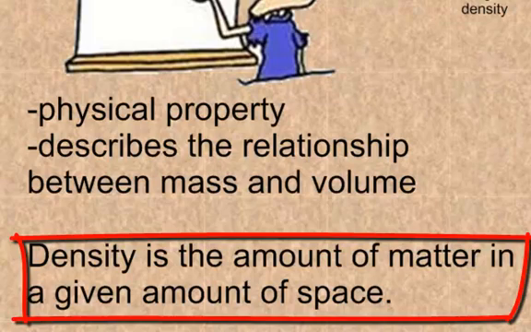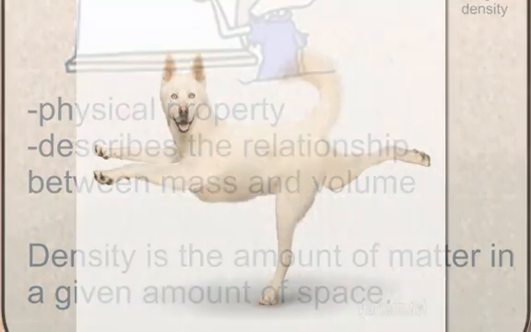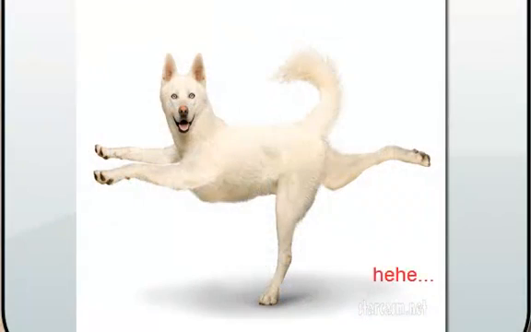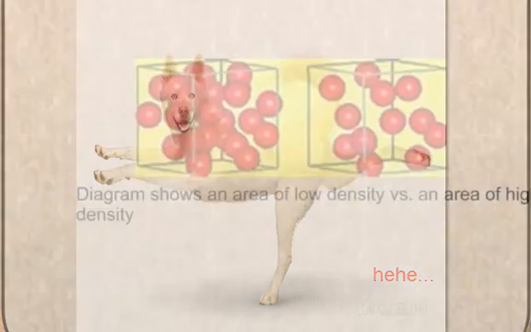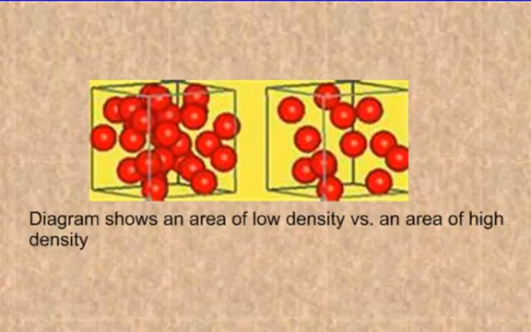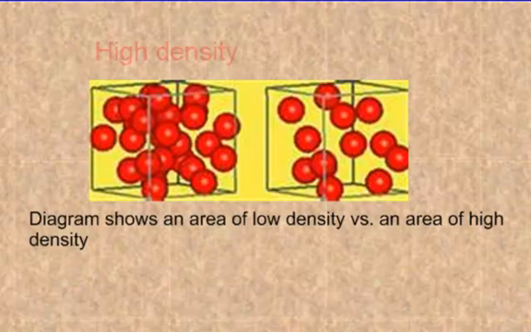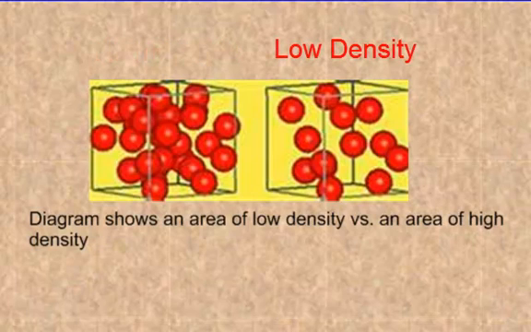So it's the amount of stuff that you shove into that space. So your body has matter in it, and therefore your body has density because you have a bunch of stuff packed into that space. This diagram right here shows an area of low density versus an area of high density. So the area that has a lot of the red balls is going to have the high density area versus the area that does not have a lot of the red balls. They're the same volume. The cubes are the same size, but they don't have as much stuff. The one on the right doesn't have as much stuff packed into the cube, so it has lower density.